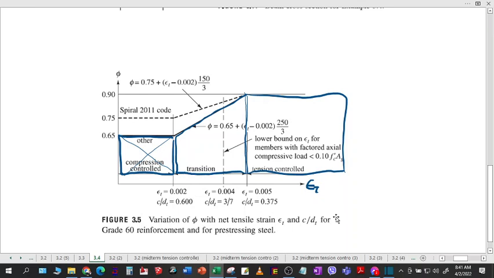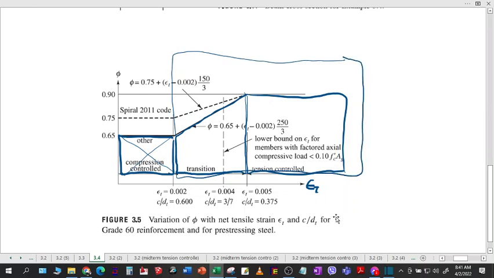Whereas if it is tension controlled, it will have some symptoms so that the occupants of the building can evacuate before the collapse happens. And those symptoms are deflection, cracking, or vibration. So therefore, a ductile beam is an ideal beam design. So this one is the only zone permitted by the code.